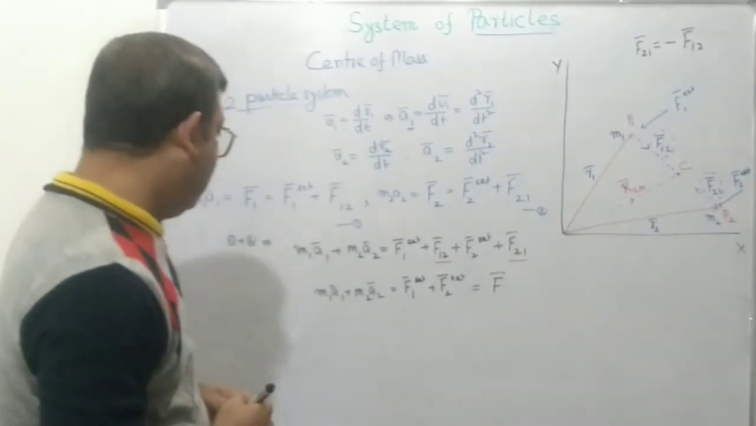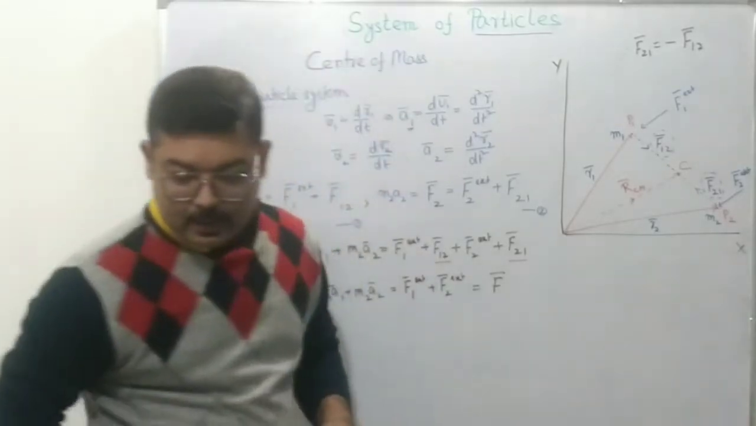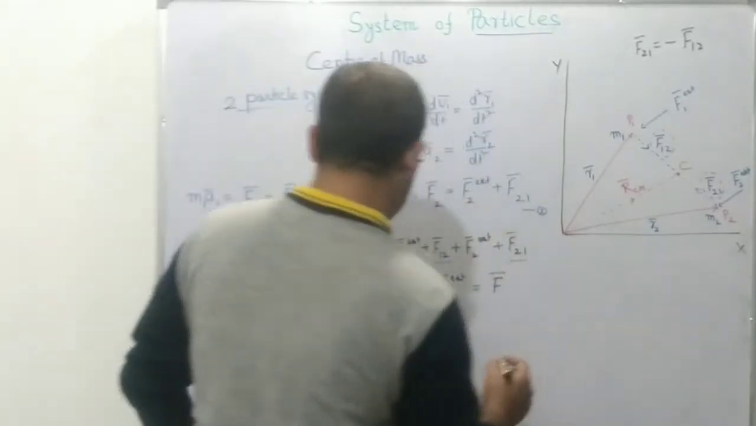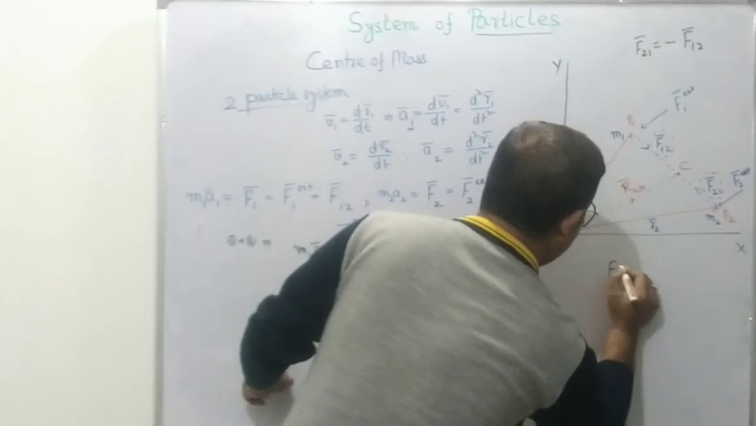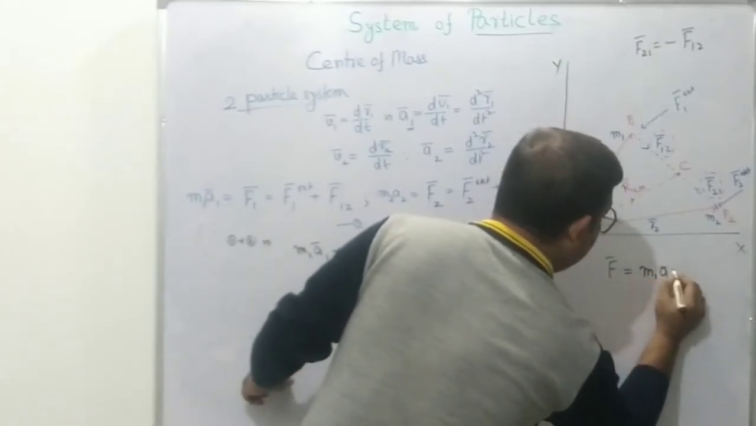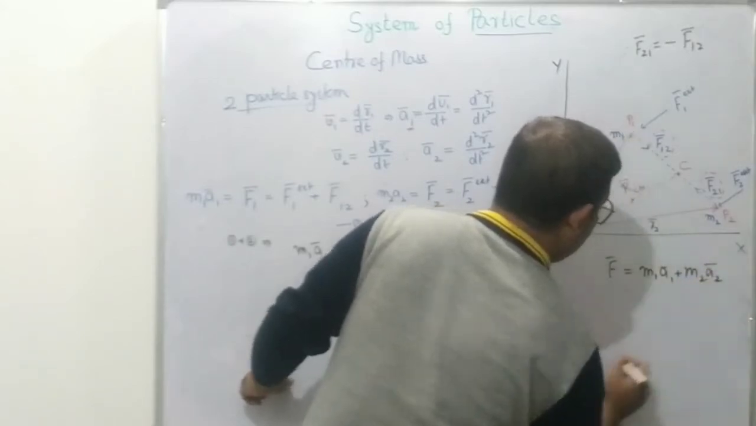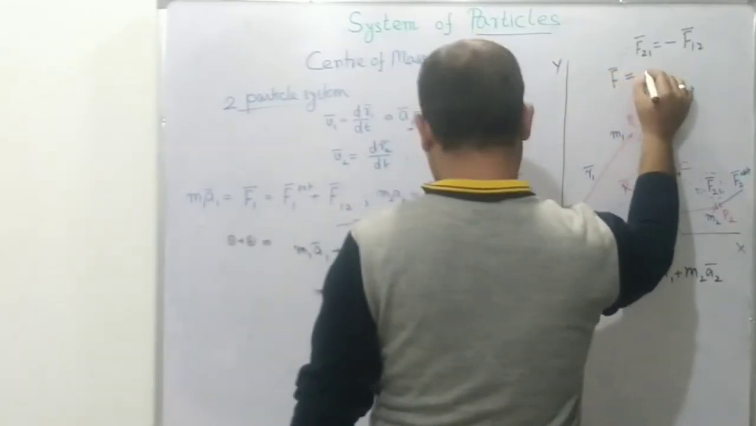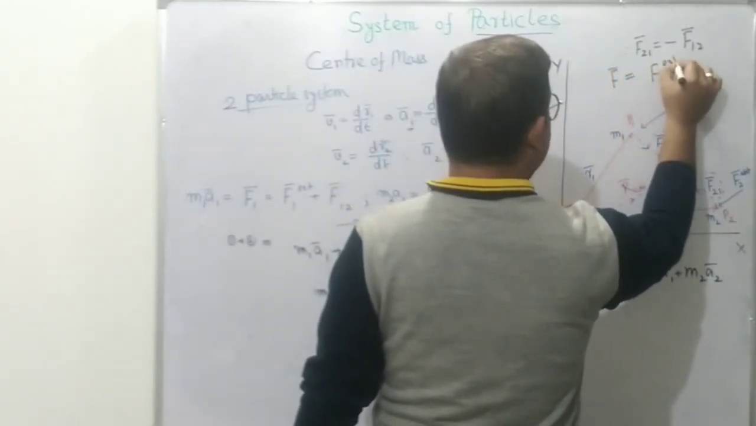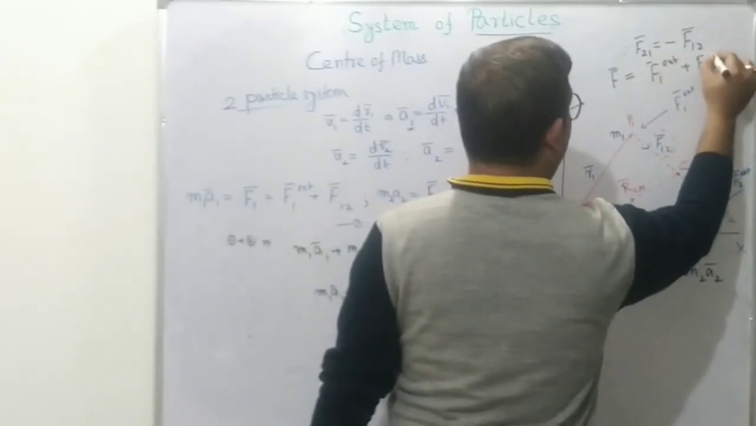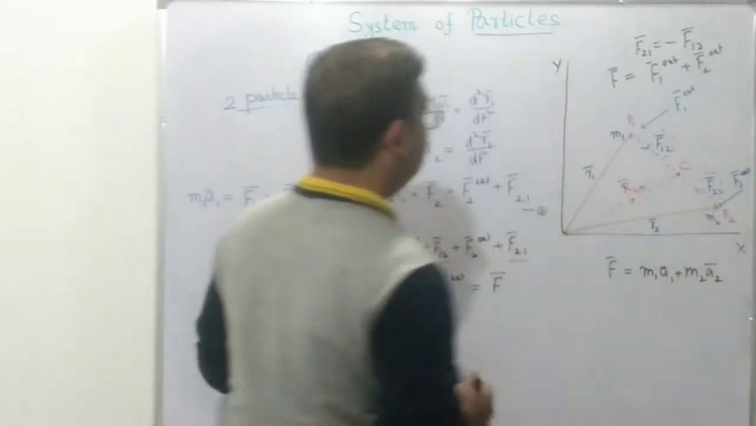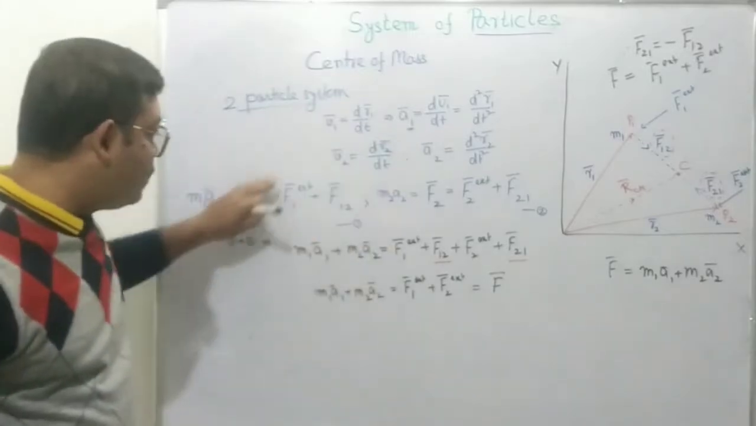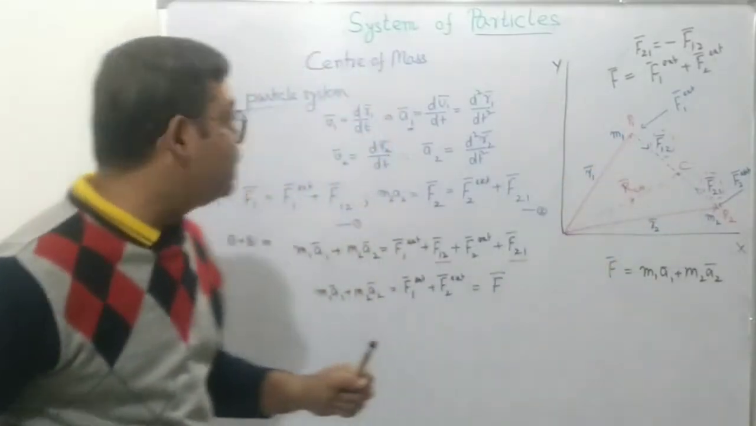Fine. So let's take this down somewhere. F equals m1a1 plus m2a2, and F equals F1 external plus F2 external. Let's keep this for now. Okay, so this is what we have found by analyzing the system of particles.